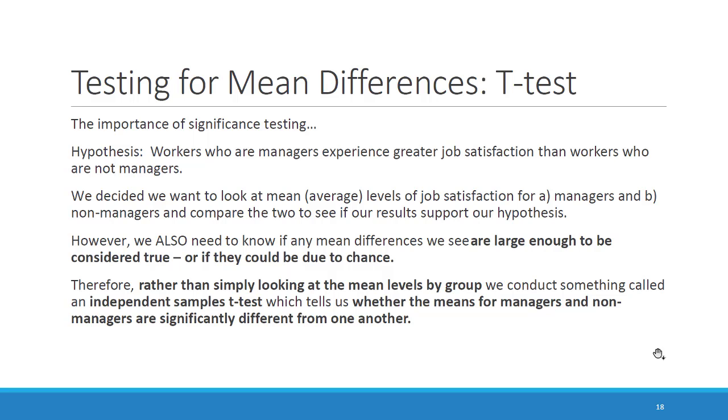The answer is that we also need to know if any mean differences that we see are large enough to be considered true, or if they could be due to chance. So remember, we talked about statistical significance testing, meaning that we want to have some level of certainty that our results are not due to chance. So rather than simply looking at those mean levels by group, we conduct what we call an independent samples t-test, and this tells us whether the means for managers and non-managers are significantly different from one another.